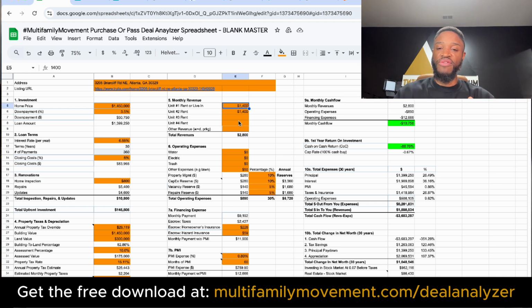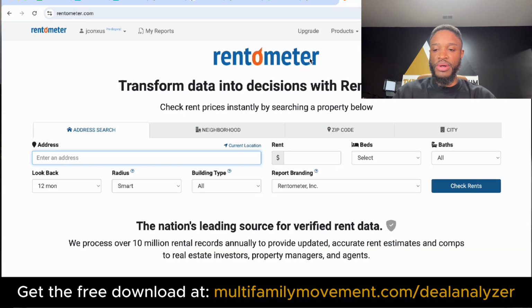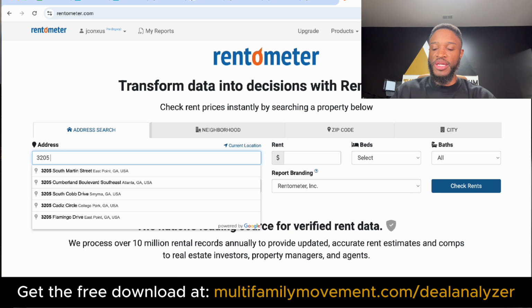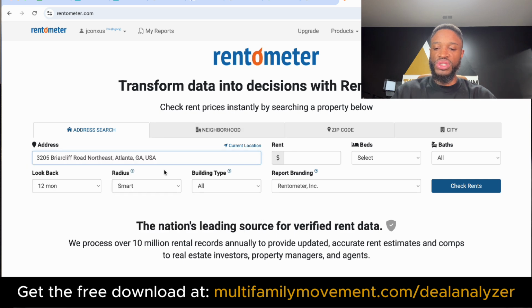But even if we get that from the seller, that only shows us the rents that they've been charging. That might not be the rents that the market is charging. So a tool that we use is called Rentometer. There is a free version. What we do is put the address into Rentometer. Then I'm going to select 2 bedrooms and 1.5 bathrooms, and we're going to check the rent.